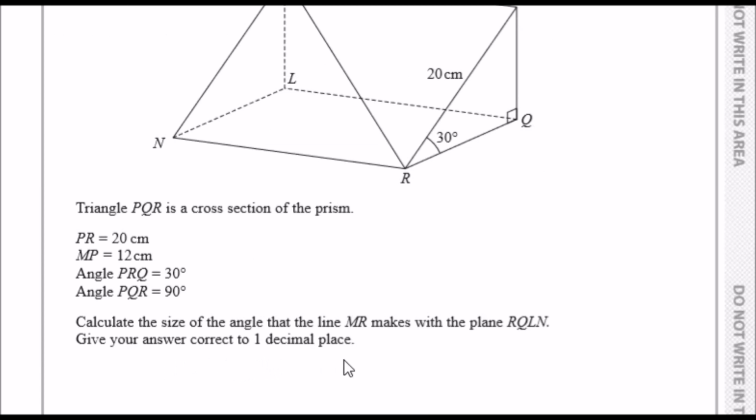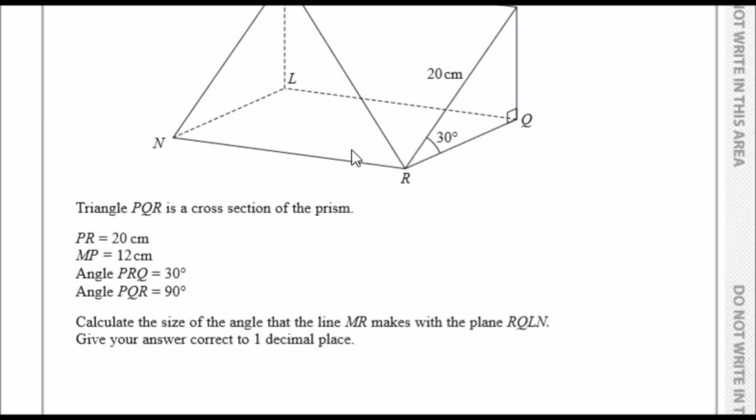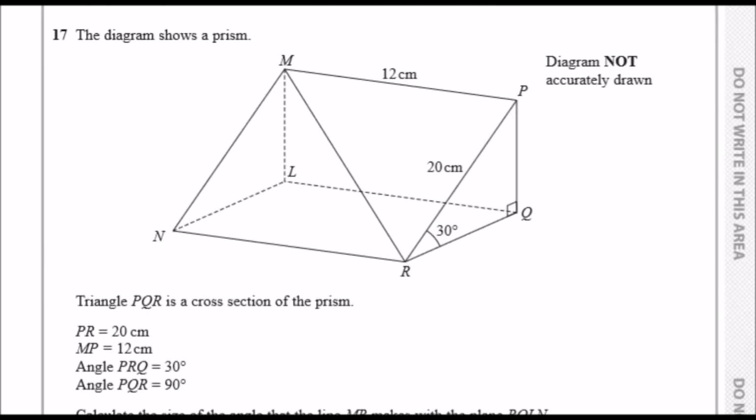Calculate the size of the angle that the line MR, so this one, makes with the plane. In these kind of questions, when you want to find an angle to the plane, usually it's always the cross section, so it's always from here. So this is the line. You always got to think of the diagonal. This helps a lot. So the triangle you're really interested in is this part. And this is the angle of interest.